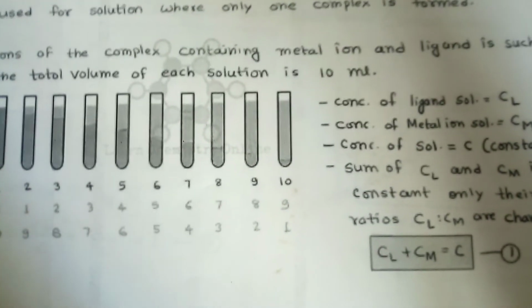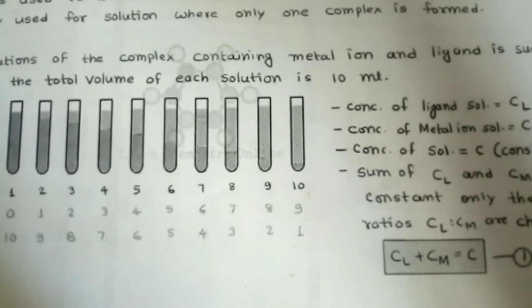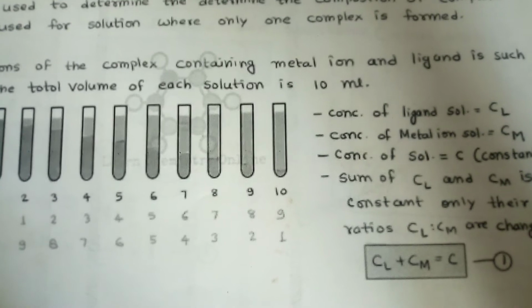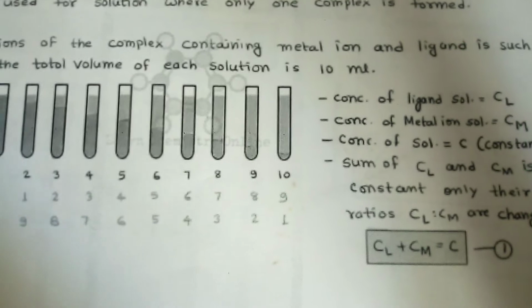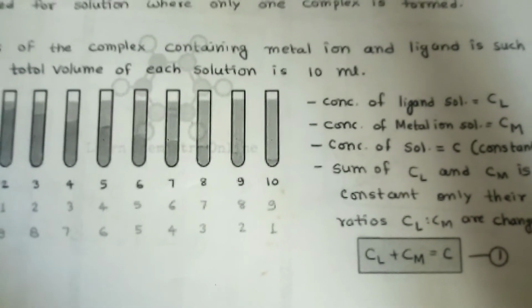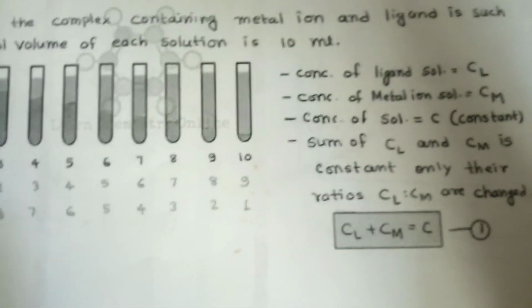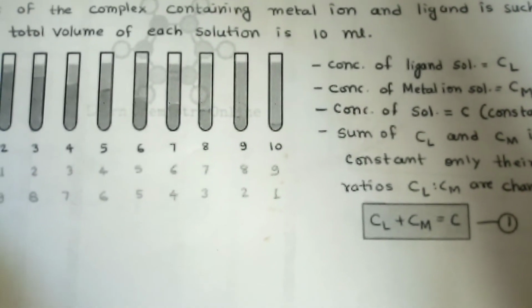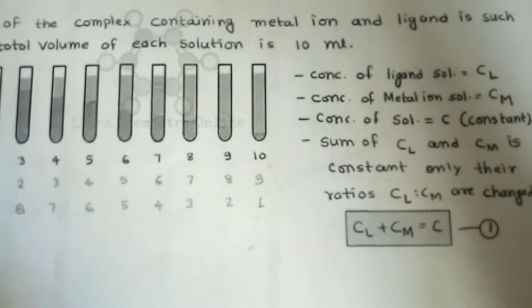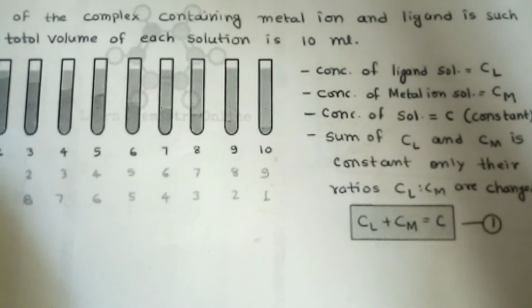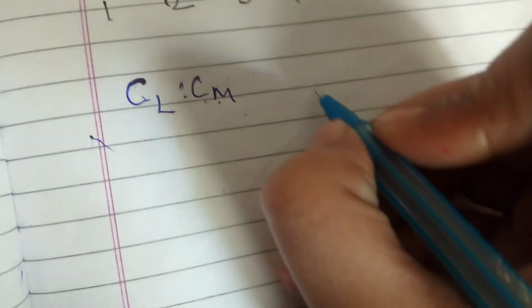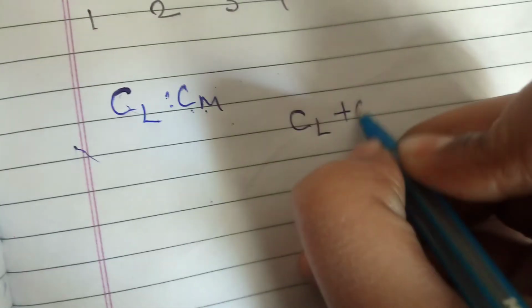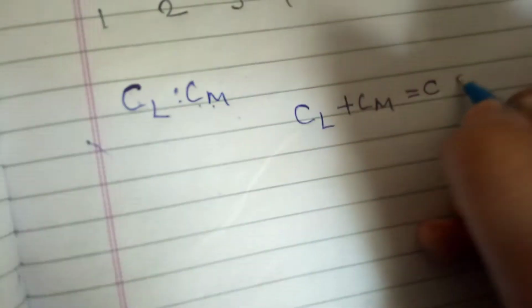The concentration of the ligand solution is Cl. The concentration of the metal ion solution is Cm. The concentration of the solution is C, constant. The sum of Cl and Cm is a constant; only their ratio is changed. Cl plus Cm equals C. This is the first equation.